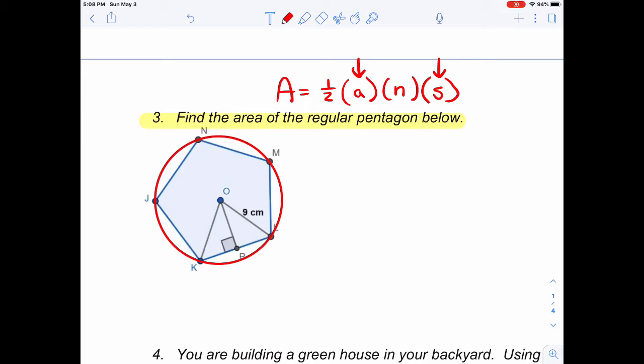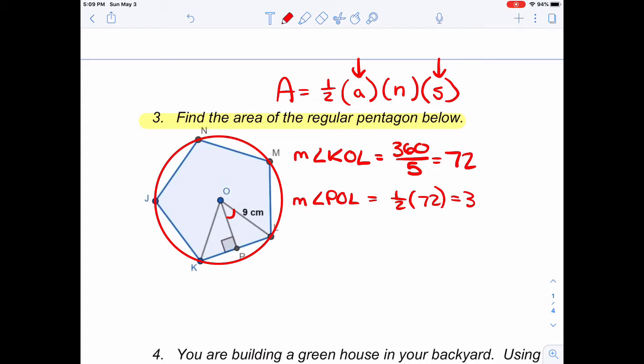Looking at what's given to us, we can find angle KOL. We can see that that's a central angle because one side length is in between the angle, okay? So the measure of angle KOL is going to equal 360 divided by our number of sides, which is 5, and we'll get 72. Now, we can see that we have right triangles within this as well. If I wanted to find this angle right here, angle POL, all I would do is divide that 72 by 2, or multiply it by 1/2, okay? And that's going to give me 36.